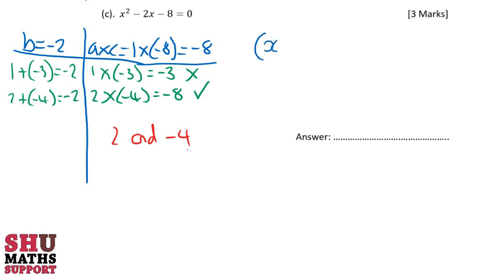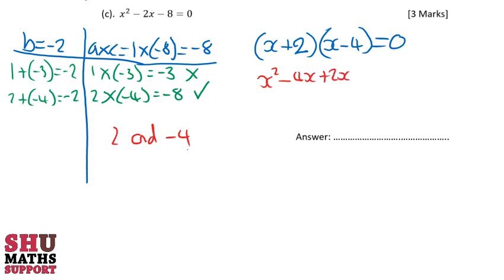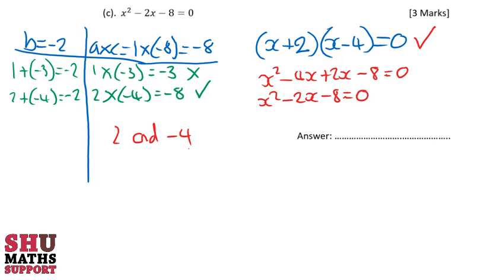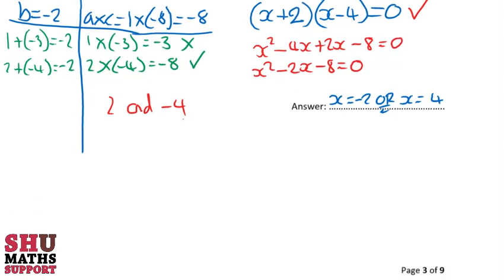We've got x plus 2 times by x minus 4 is equal to 0. And then if we were to expand that just to check it, we have x squared minus 4x plus 2x minus 8 equals 0. And simplify that to x squared minus 2x minus 8 equals 0, which is what we started with. So we know our factorisation is correct. Now this means that x equals minus 2 or x equals positive 4. So we'll move on to the next question.